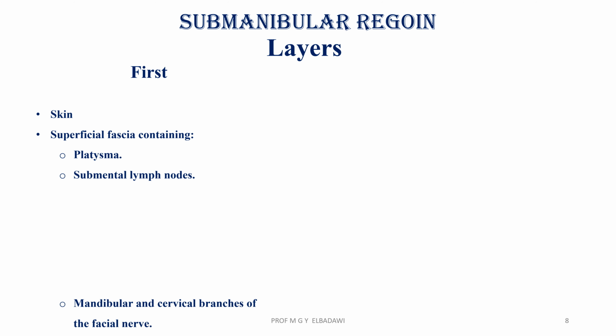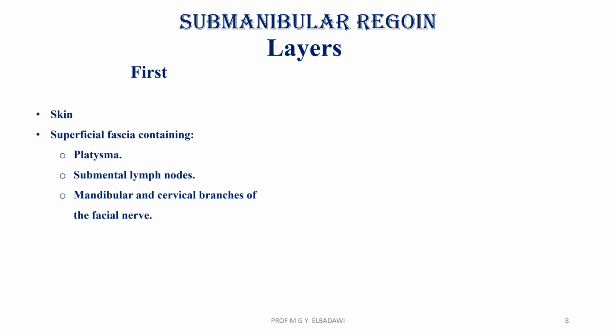So those are the layers. Let's enumerate the layers first. The first layer, you will start with the skin, then the superficial fascia, which contains the platysma, the submental lymph nodes, and the mandibular and cervical branches of the facial nerve. These are the main important contents of that area. The anterior facial vein will be almost just starting to be formed, and the facial vein joining the anterior branch of the retromandibular vein will be in the most posterior part of the region.